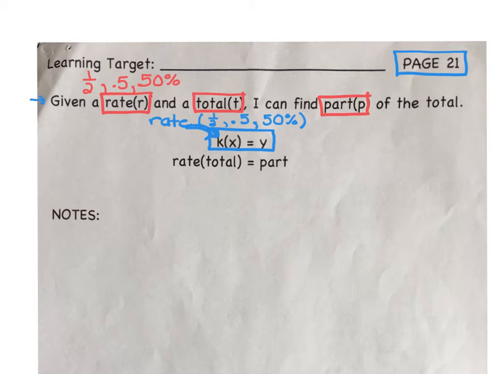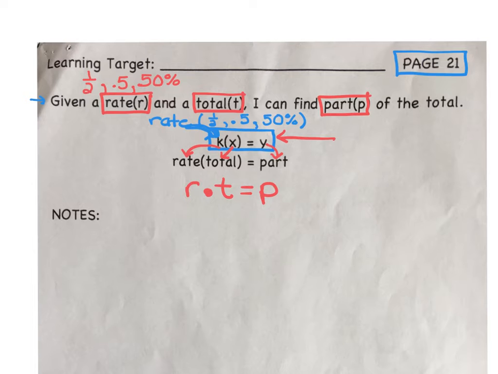So, we're going to take this formula we've used so much this year, and we're going to rename the variables. Instead of K times X equals Y, we're going to let the K be known as the rate, and we'll use the letter R for rate. X, in each case, will represent the total. So instead of X, we will use the variable T. And for Y, that will represent the part. So instead of Y, we will use the letter P.